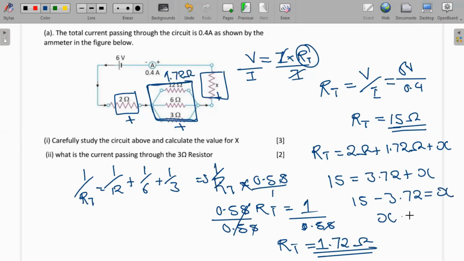So what is the value of X? What is the value of X from here?